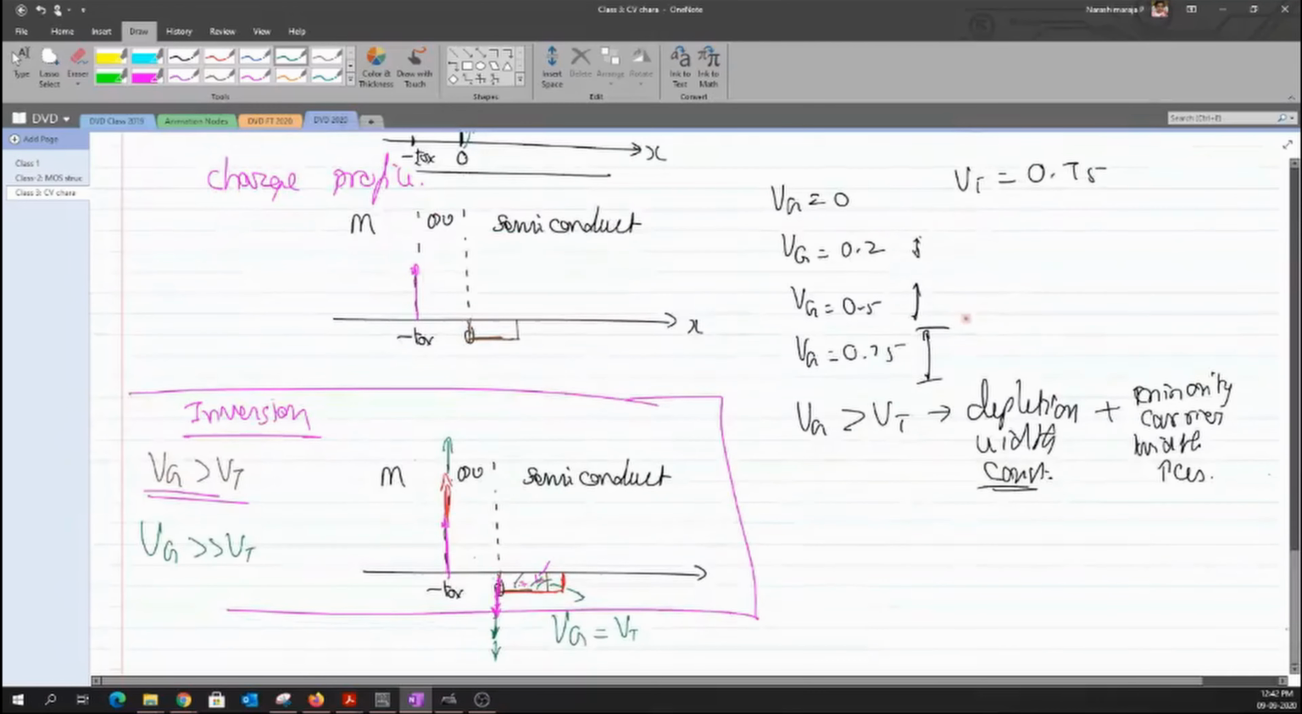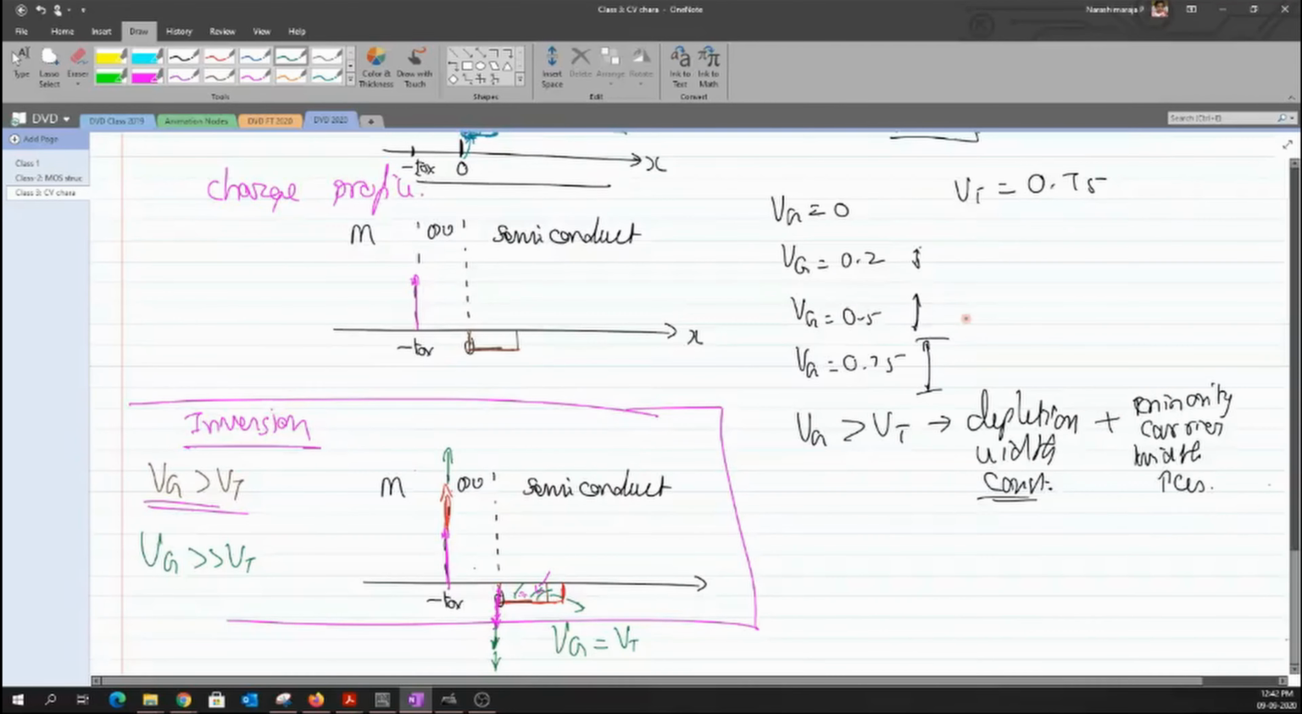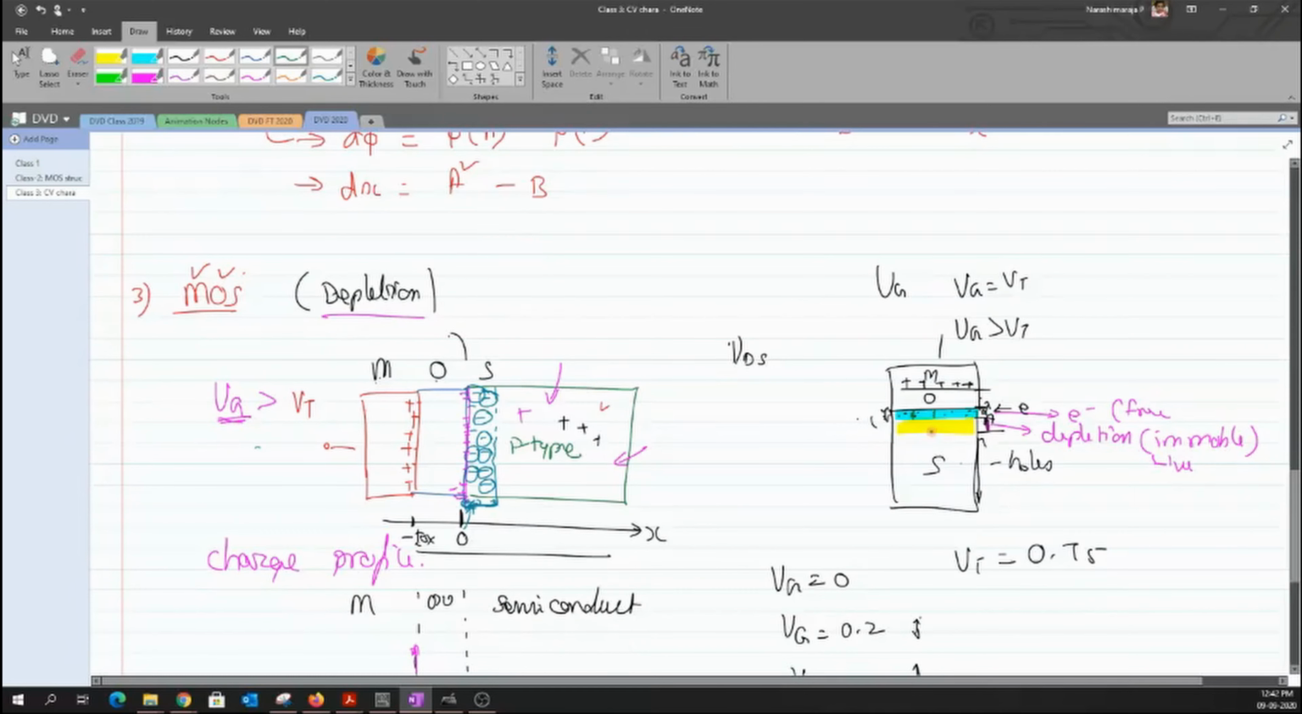Okay. Yes. So the yellow layer is the depletion region. Yes. And the blue one is the free carriers, minority carriers. Correct. Okay. Yes, I got it, sir.